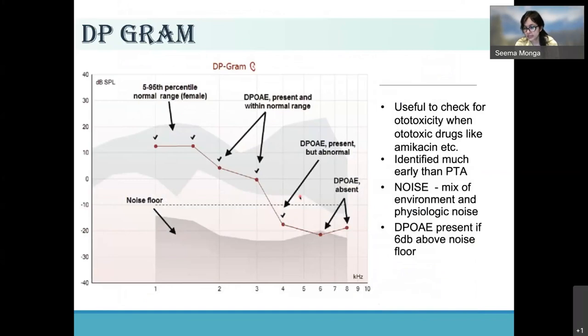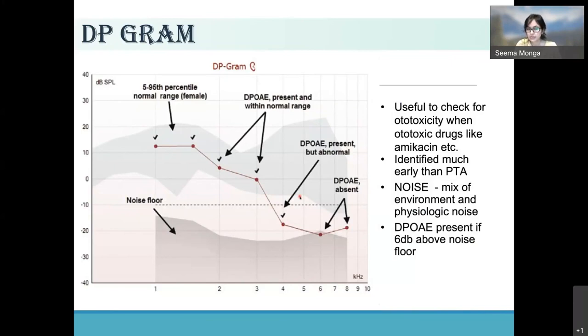So what is a DP-gram? We were talking that DPOAE is about two frequencies, but in a DP-gram we can check many frequencies and obtain the distortion product of all these frequencies. Do we need to do so many frequency tests? The only significance is when we are checking ototoxic drugs like amikacin. Then we can plot a DP-gram. Here we can know exactly at which frequency the hearing loss is.